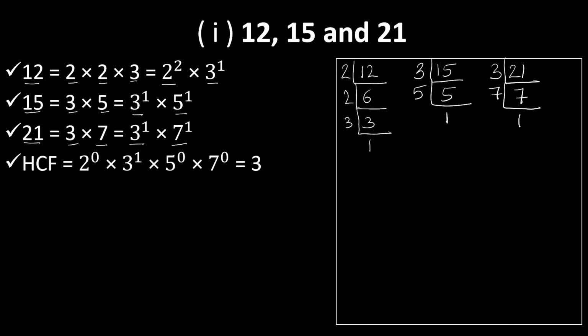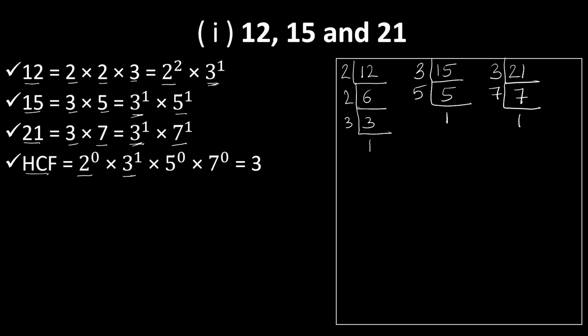For highest common factor, we will be writing down the least exponent possible for that prime factor. So here observe, in 12, 15 and 21, the least exponent of 2 is 0. It is not occurring in 15 or 21. So therefore, we will be writing 2 raised to 0 here. 3 is occurring once in all the 3 numbers, 12, 15 and 21. We can observe 3 raised to 1 here, 3 raised to 1 here, 3 raised to 1. So we will be writing 3 raised to 1.